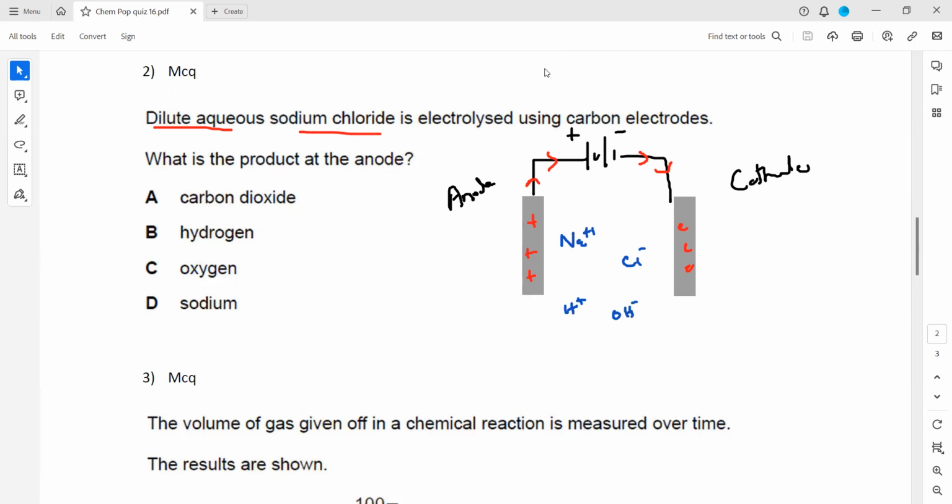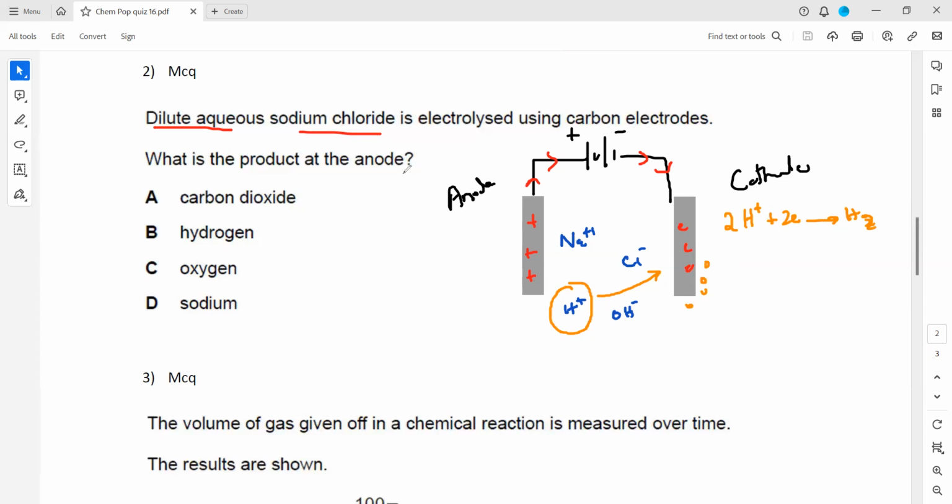For positive ions, we check the reactivity. Always the less reactive will move. Hydrogen is less reactive, so hydrogen will move towards the cathode. Hydrogen ions will take two electrons and form hydrogen gas. So there will be bubbles.